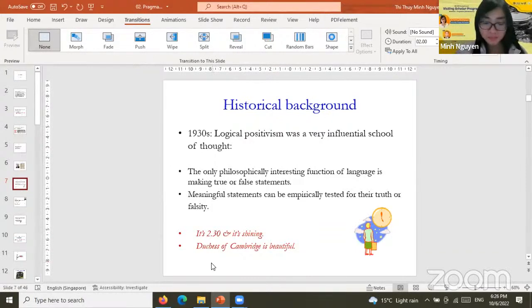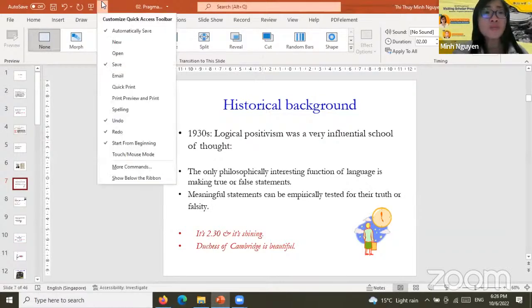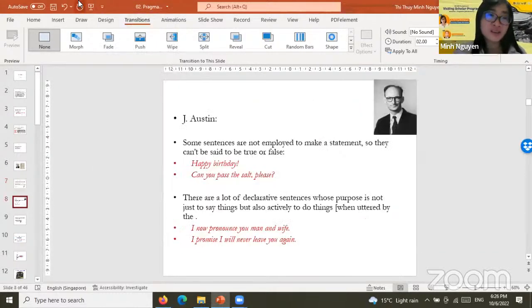So for logical positivists, a school of thought that is very important in the 1930s, language is only used for one function, which is verifying whether statements are true or false, or making true or false sentences. But Austin didn't agree with that.